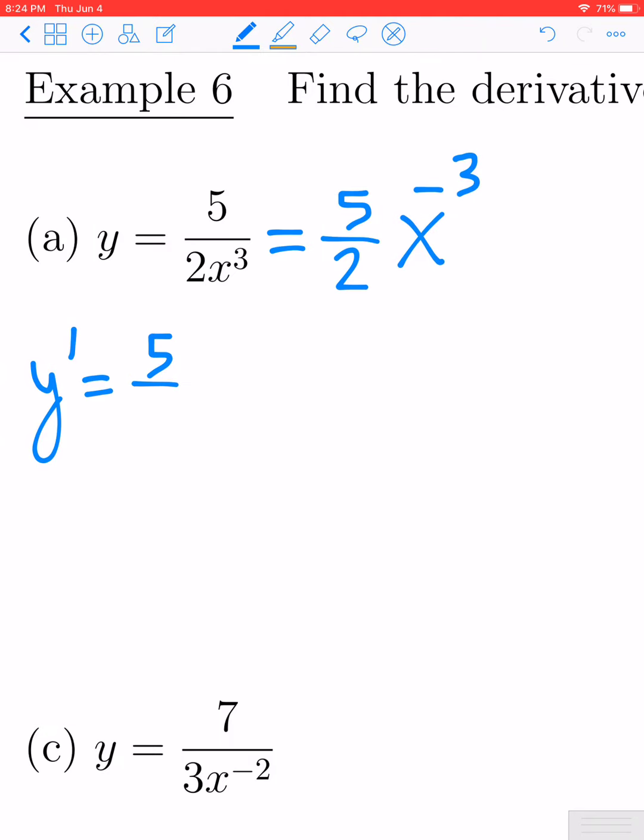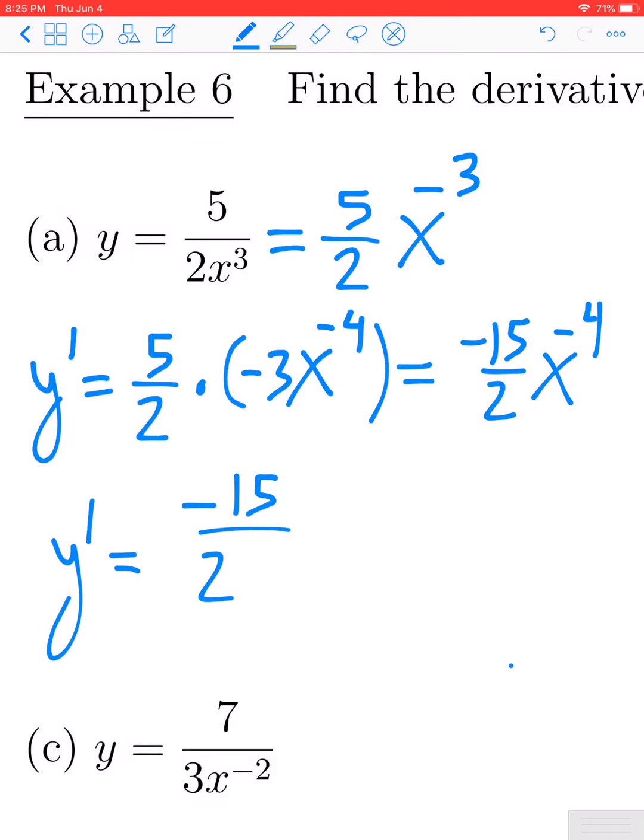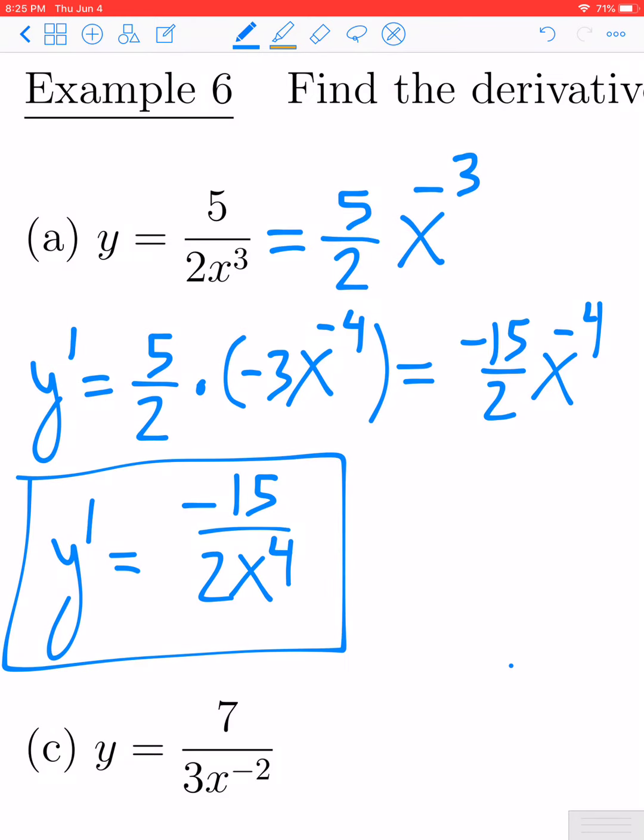We can use the constant multiple rule, which says that the derivative is going to be equal to the constant times the derivative of x to the negative 3 halves. Power rule says you bring the power down, reduce the power by 1. So it's going to be equal to negative 15 halves x to the negative 4th power. And then let's rewrite it, because we don't want to leave our answer with a negative exponent. We're going to have negative 15 divided by 2x to the positive 4th. That will be our derivative y prime for this one.